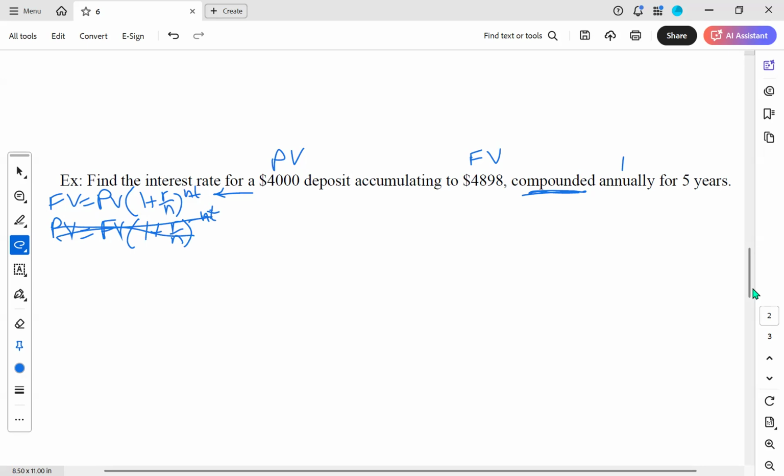So here, I'm going to plug in my numbers. So I've got $4,898 equals 4,000 times 1 plus, we don't know what the rate is, divided by 1, raised to the 1 times 5.